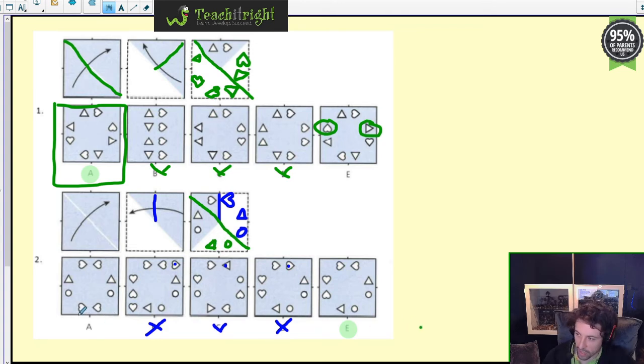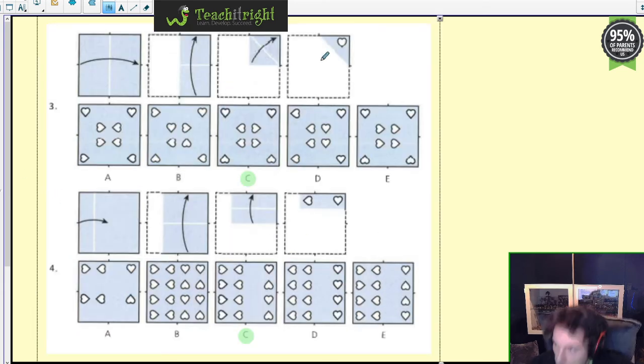And yes, if you look, A down here, it's got the 2 hearts, which is not what we said. So A is eliminated, meaning our answer of E still stands. Okay, moving on, we've got 3.